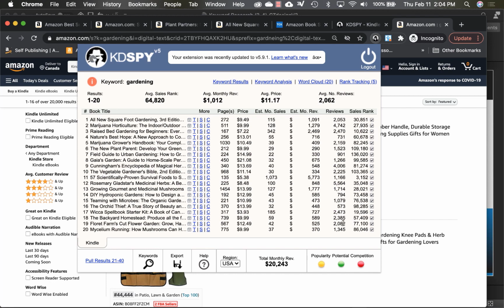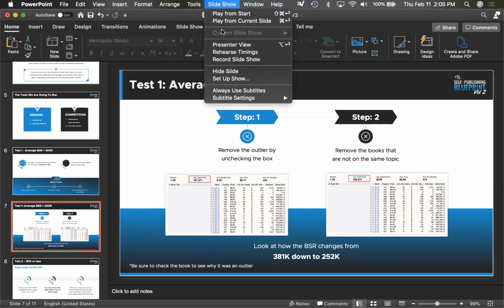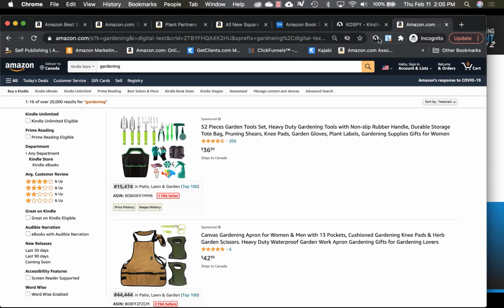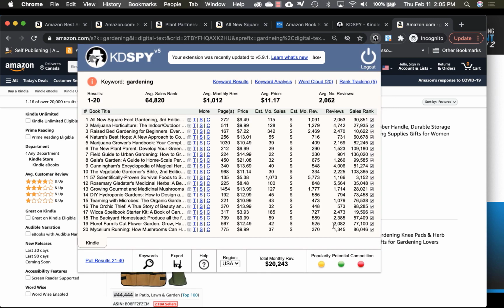So an outlier in this case would be a book like, let's say, I have an example on the lesson here. You can see the average sales rank for this was 381, right? And going through, there's two books right here that are actually well over 1 million BSR. And so you check the little X on KDP Spy, and it'll remove those two books from the number, so it won't count it. So it actually drops down the BSR from 381 down to 252. So that's what we're going to take a look at here. Are there any outliers? For gardening, there's not.